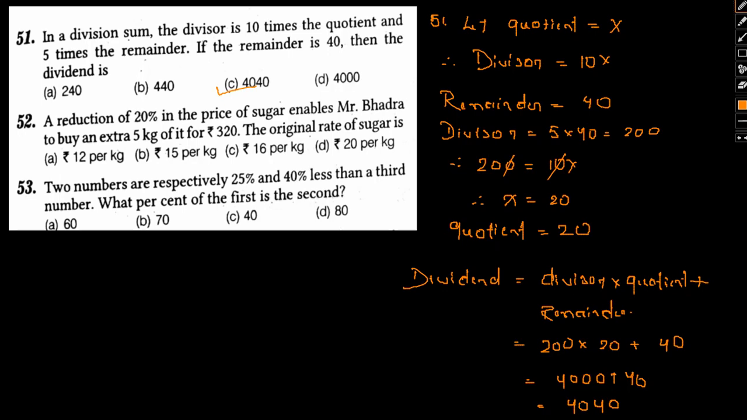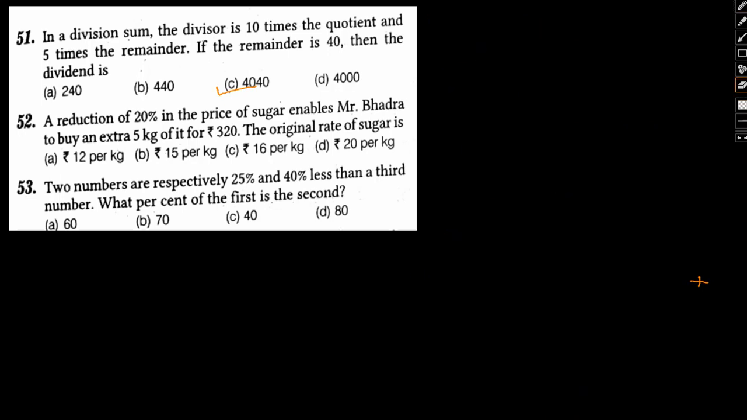Now having said that, we'll move on to question number 52. A reduction of 20% in the price of sugar enables Mr. Bandra to buy 5 kg extra for 320. Then we need to find the original price of the sugar. So let the original price be equal to rupees x per kg.